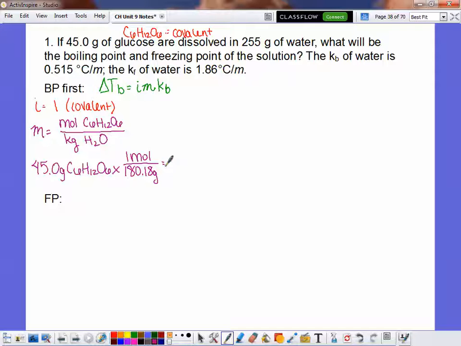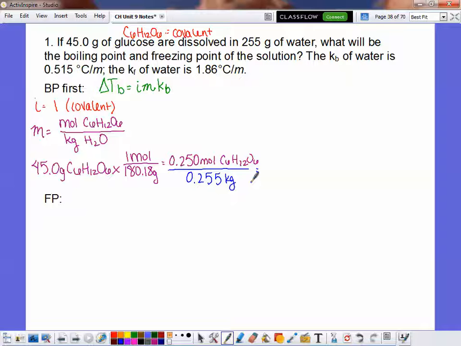Yeah, 3 sig figs, so 0.250. So that's how many moles of glucose we have. We need to then divide that by what? The kilograms of water, right? Well, I gave you the grams of water, so I need to divide this by, what's 255 grams into kilograms? 0.255. So make sure you review those metric conversions.